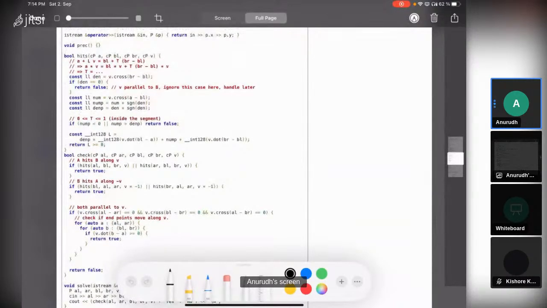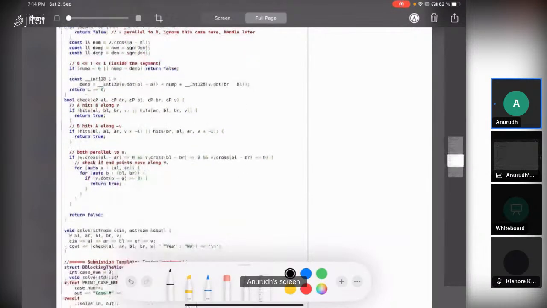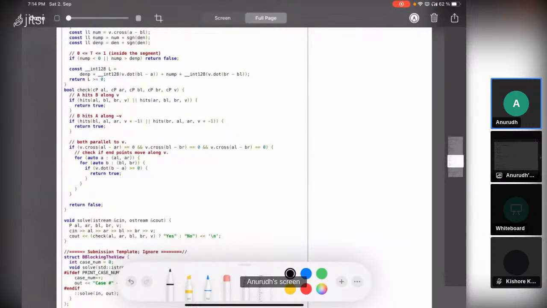So this hits function here is the one that actually checks what I've said. It checks if you start at this point A, and you want to see if you hit this line BL to BR if you go along direction V. This is exactly what I described before. We can implement the hits function later, but assuming that is correct, all I need to check is whether they hit. If either of them hit, then it's perfectly fine. I could have put them in the same condition; I don't know why I had two separate blocks. If one of these four hits works, then I'm good to go.